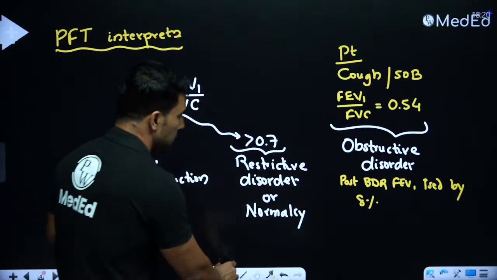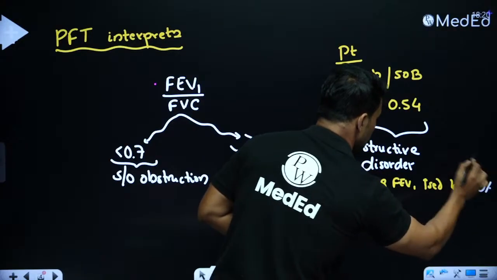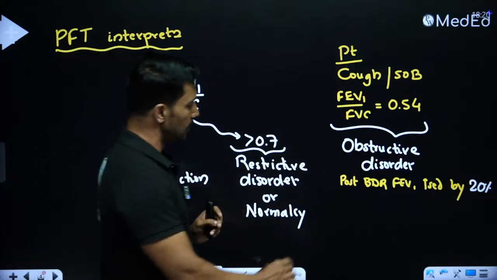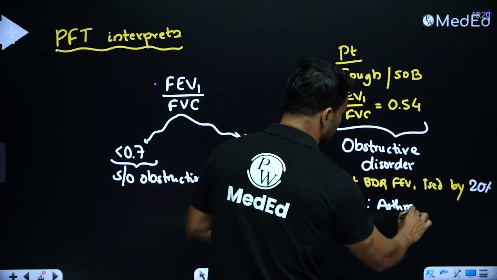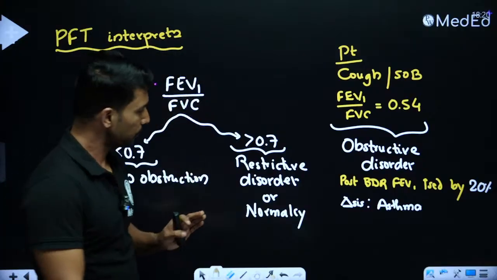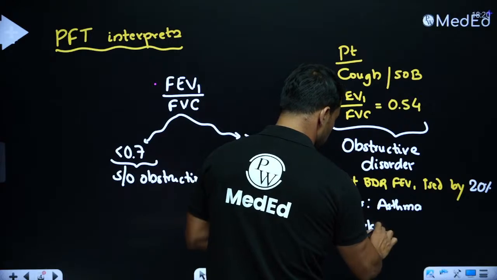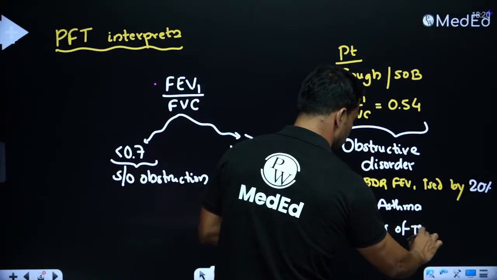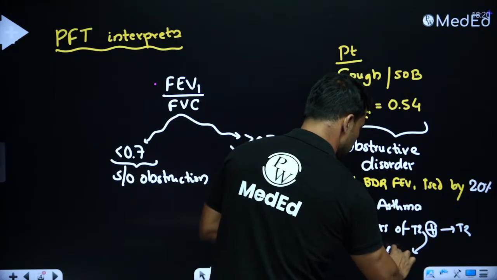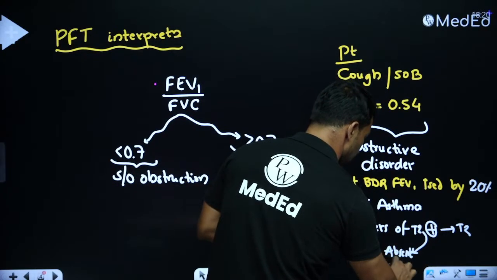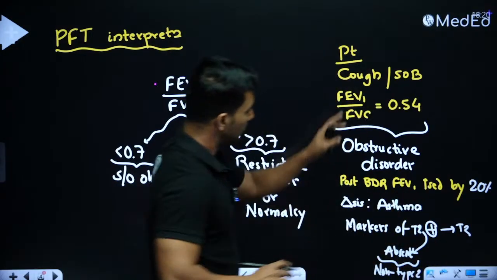I will just rephrase it. Let us say I got a 20% increase in the FEV1. So that means we are dealing with what? In that case, the diagnosis becomes asthma. And once I know the diagnosis is asthma, I will also look at the markers, right? If markers of type 2 are present, then it is type 2. If those markers are absent, then it is non-type 2. So I hope the approach is clear.